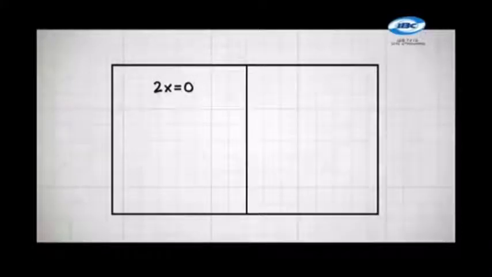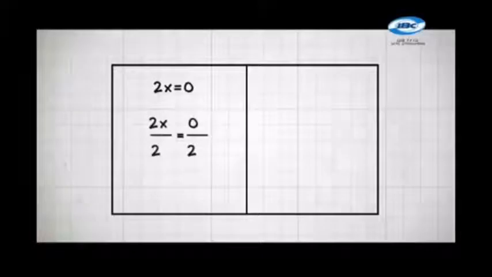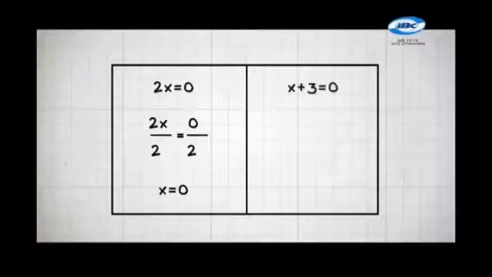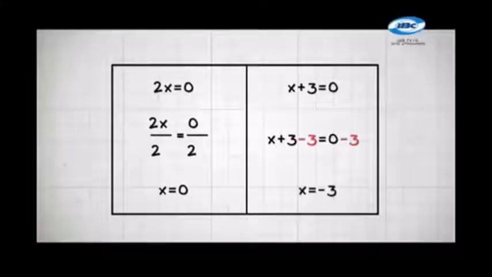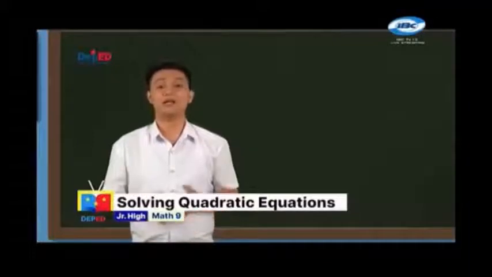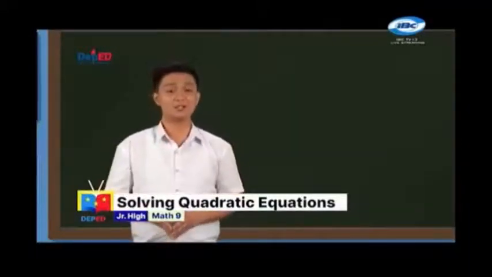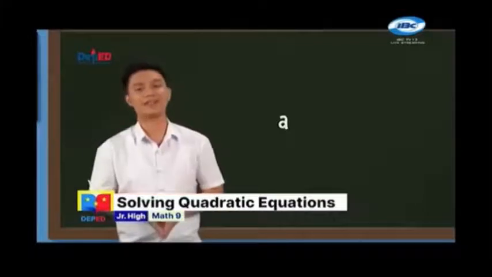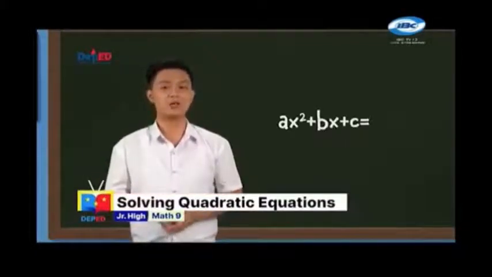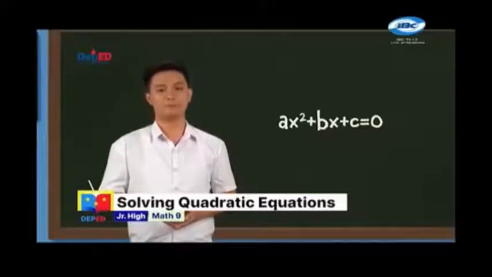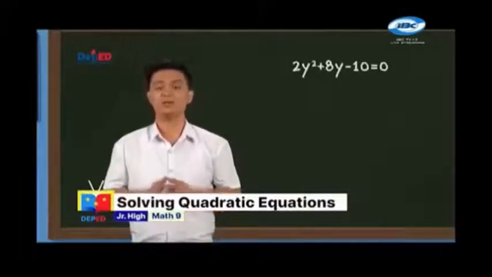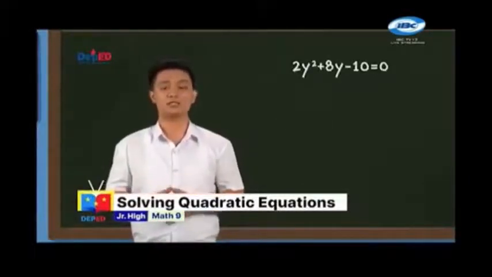With the first factor, 2x, equated to 0, we divide both sides by 2 to obtain the value of x, which is 0. With the second factor, x plus 3, equated to 0, we subtract 3 from both sides to obtain the other value of x, which is negative 3. That was mathemagical. The next two examples are of the form ax squared plus bx plus c equals 0. Here is one of them. 2y squared plus 8y minus 10 equals 0.